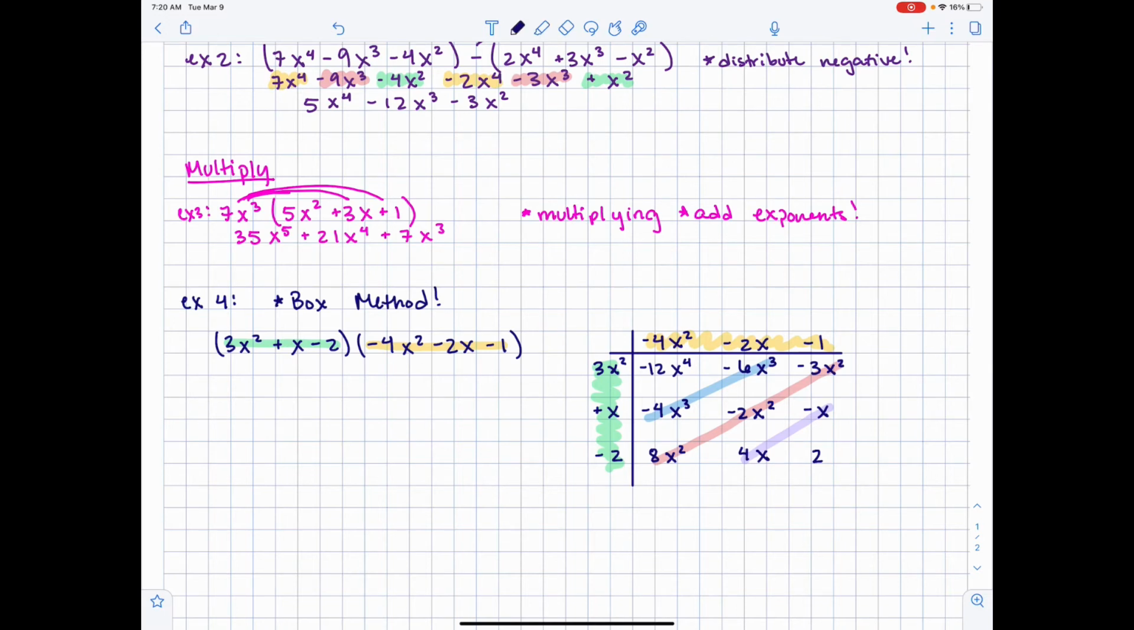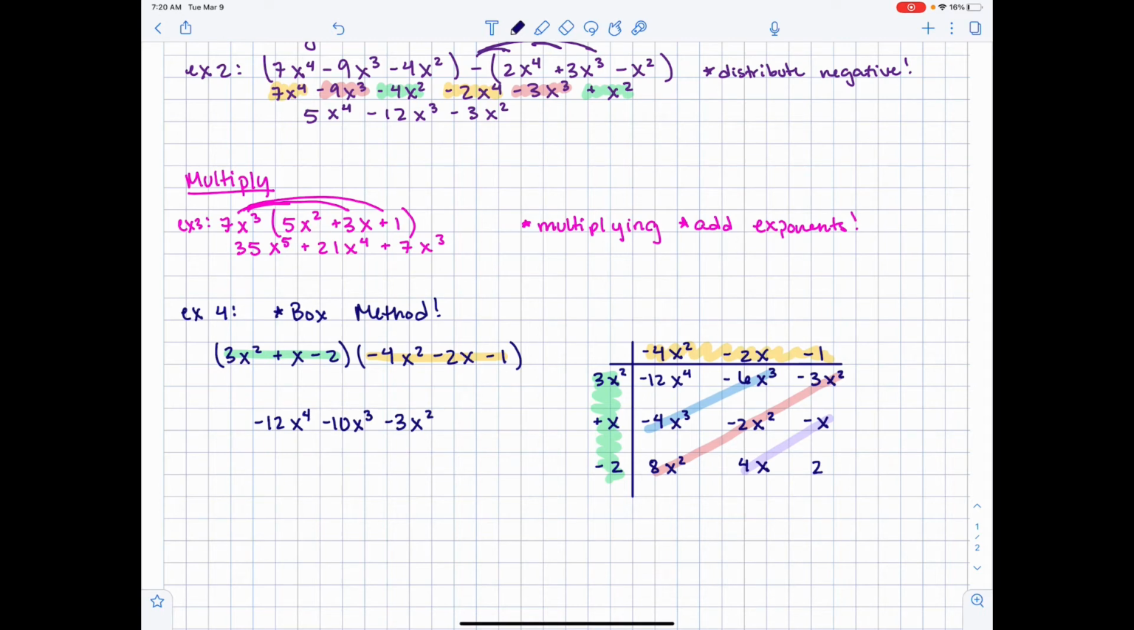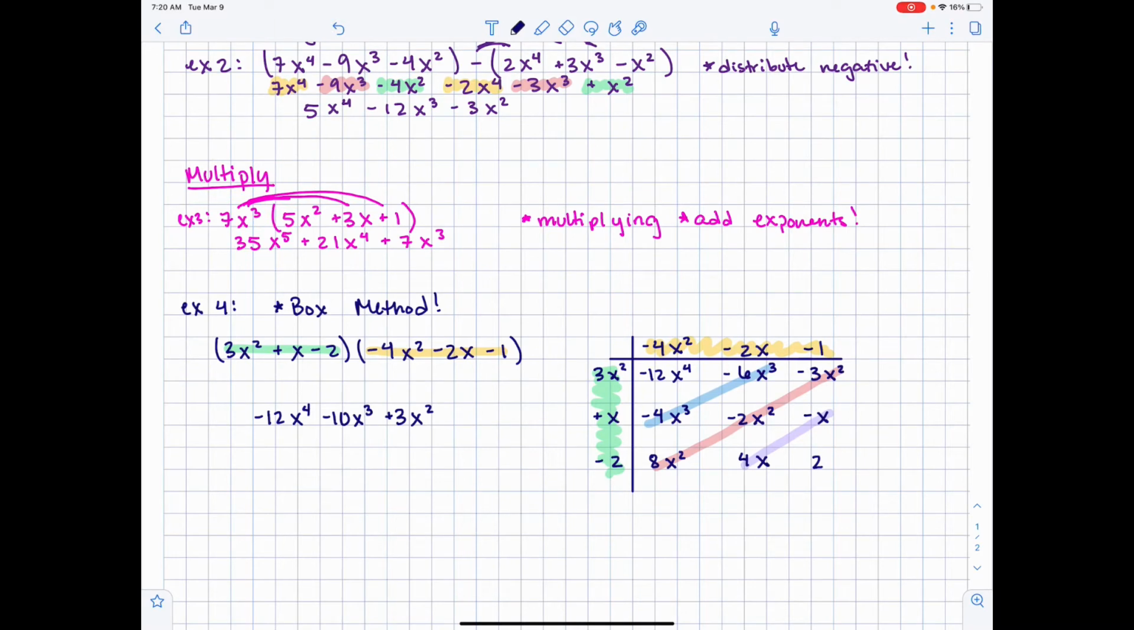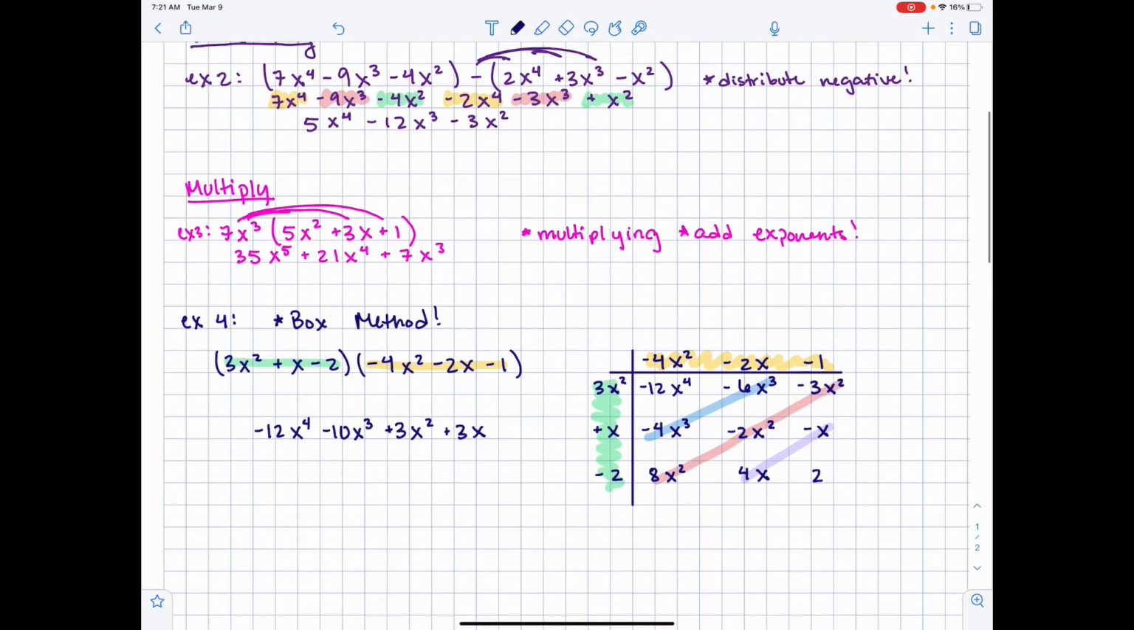So final answer here, I'll write it over on the left-hand side, is negative 12x to the fourth. Then we have negative 4x cubed and negative 6x cubed, so negative 10x cubed. 8x squared, negative 2x squared, negative 3x squared is a positive 3x squared. And 4x and a negative x is going to get you a positive 3x, and then a positive 2. And that's your final answer right there.